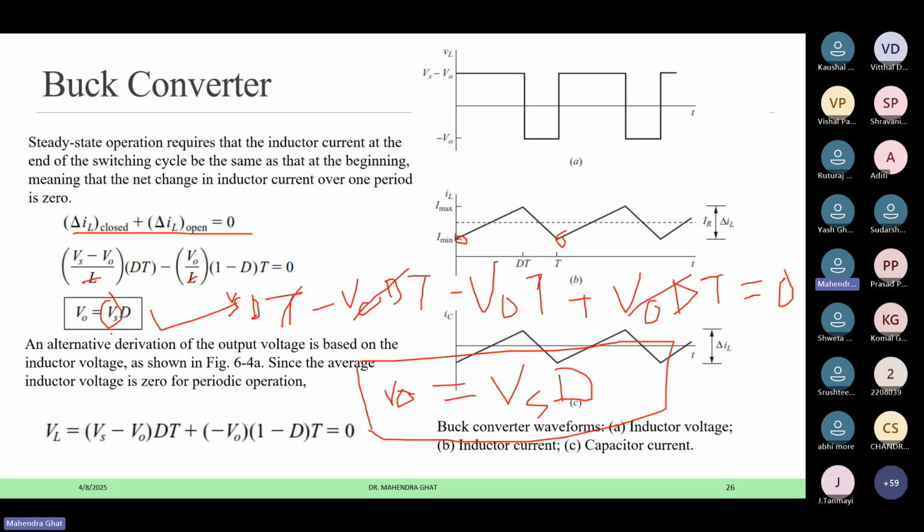This equation you can also find by using the simplified approach, by just writing the VL for the on time and off time. The voltage across the inductor at the on time into dT, plus the voltage across it at the off time, and the addition of the voltage across the inductor over the cycle will be equal to 0. If you simplify this equation, you will get the same result, so that method can also be used to derive the output voltage equation.